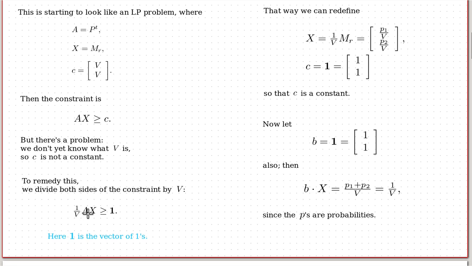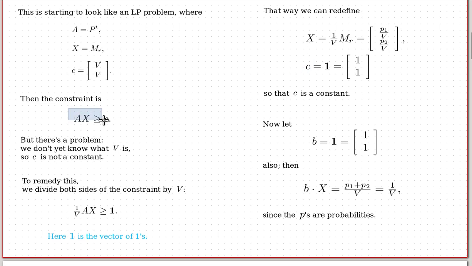Okay, so we've got this, and now what I'm going to do is basically incorporate the factor of 1 over V into the X. So I'm going to change my notion of what the variables are. Instead of the variables X being simply the entries in the mix, P1, P2, I'm going to say that it's those probabilities P1 and P2 divided by V. Right? So I'm incorporating the 1 over V basically into the X. As I said, X is going to be now 1 over V times M sub r. And of course C, now with the new definitions, is just this vector of 1s.